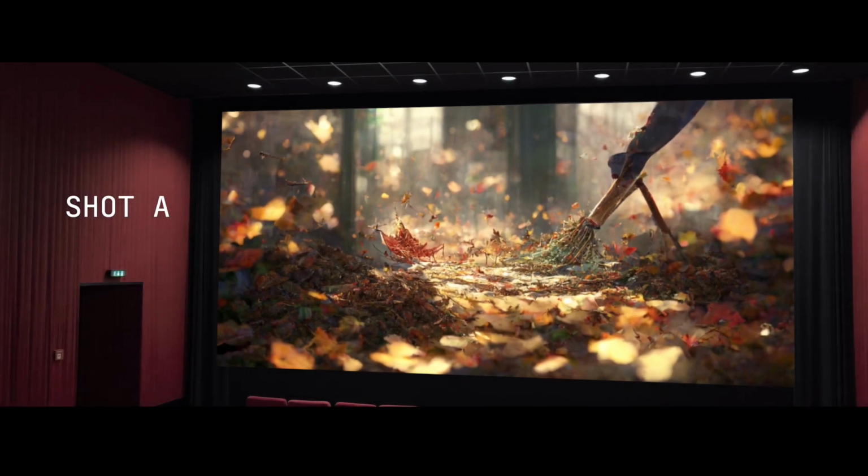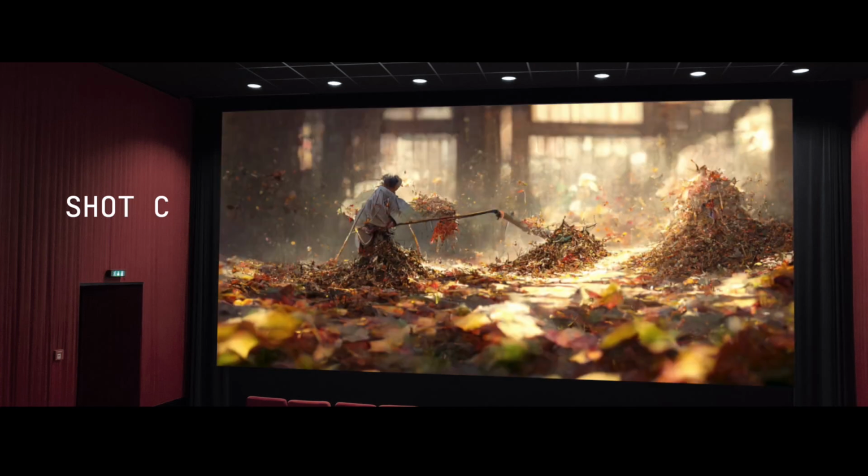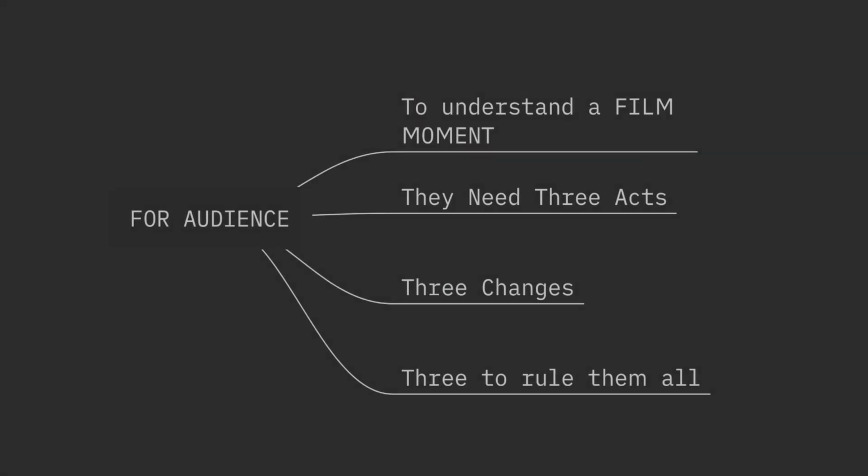So for example, the first shot could be a close-up of someone raking leaves, like the close-up of the actual raking. The second shot could be that we reveal who is raking the leaves. And in the 3rd moment, we could see where the leaves are being raked, which is probably not the right English, but I'm saying it anyway. So this was an example of a film moment.